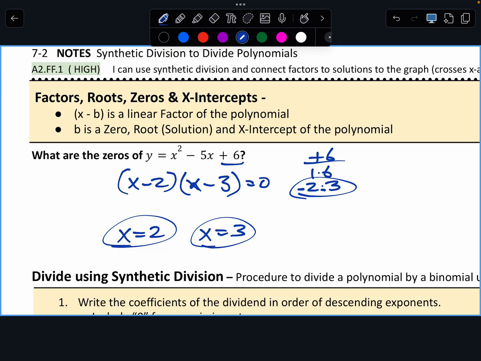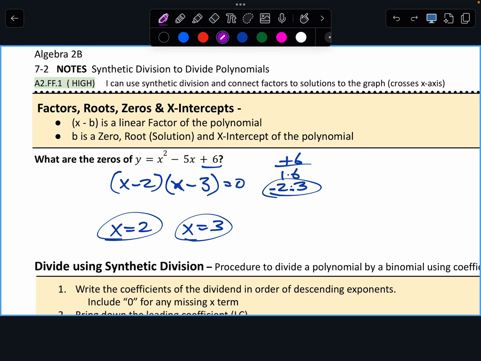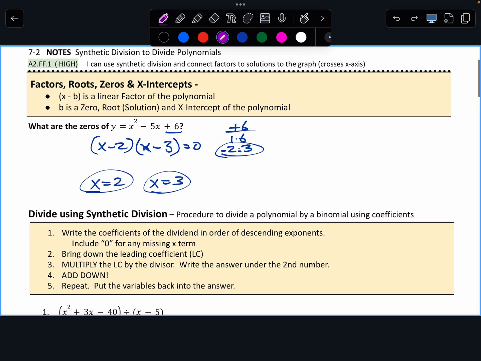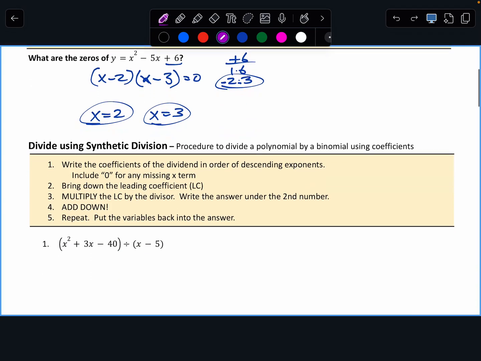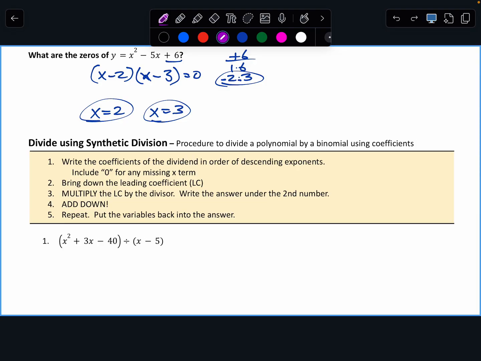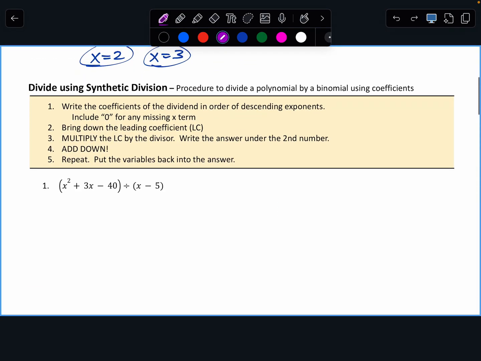Sometimes we have polynomials that are bigger than just x equals 2, so we use what's called synthetic division to figure that out. We do synthetic division because long division is kind of difficult and not that fun. This is going to be a little weird at first, but once you get the hang of it, it becomes a lot easier.